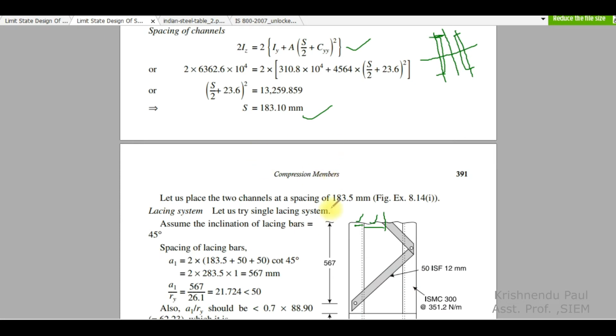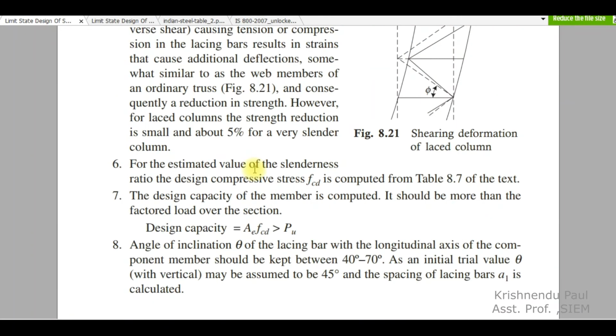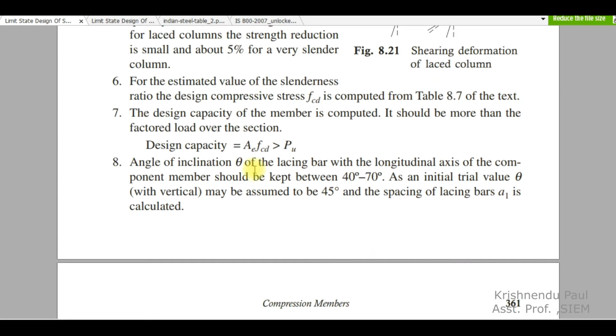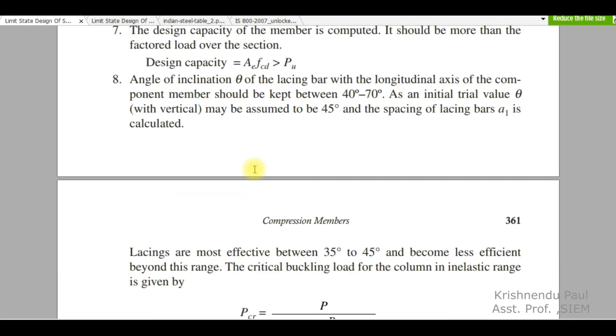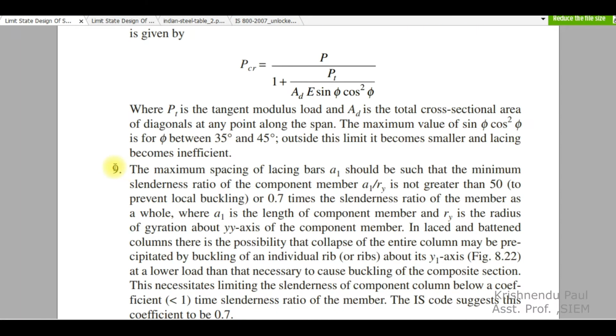Then after getting this spacing, what is our target? Let us go to the design steps again. Here you can see we have to design the lacing, meaning at which angle we should place this lacing. It is suggested that we place the lacing at an angle of 45 degrees. After placing this we have to check these conditions. Point number 9, that means you have to find this a1 by ry, and there are some conditions you have to verify.